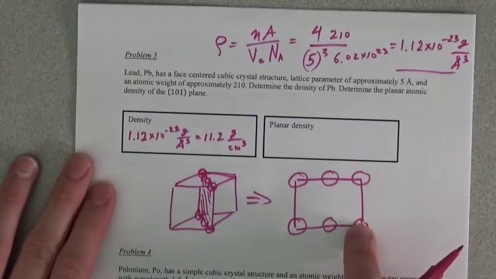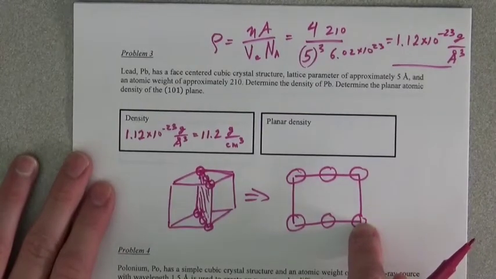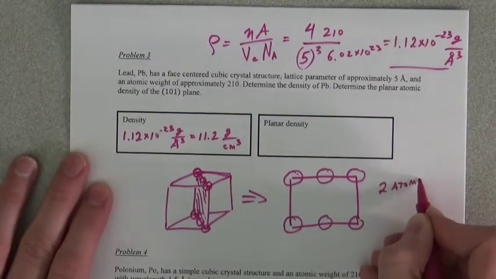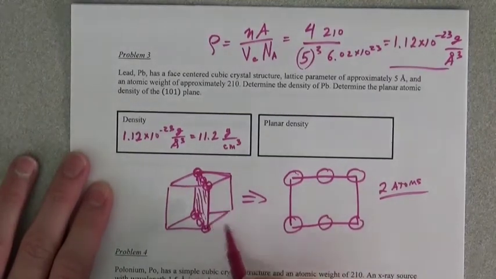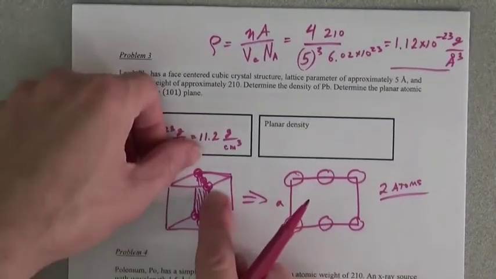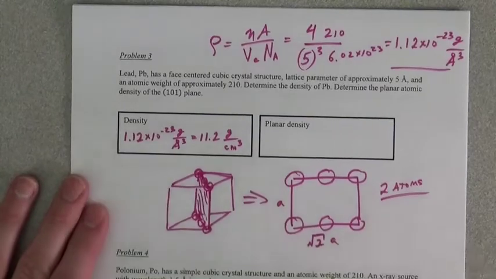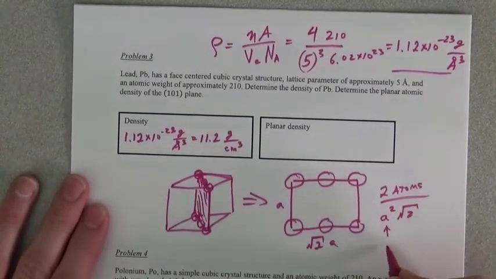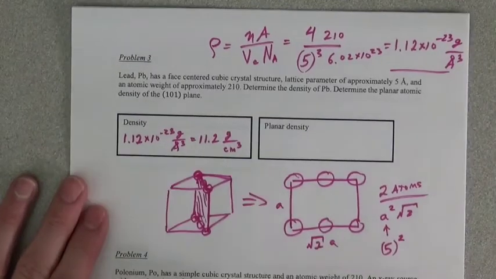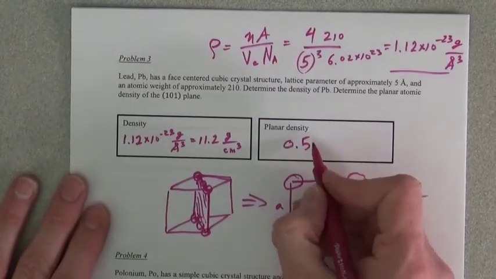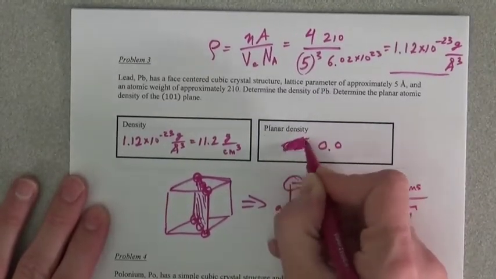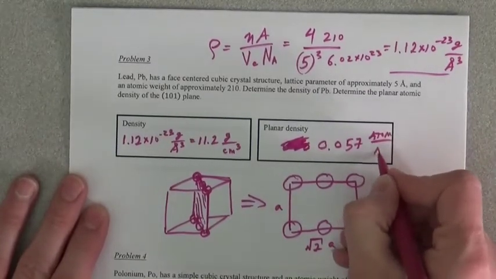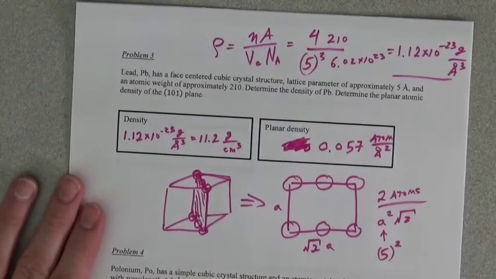So we have 4 atoms shared by 4, so that's going to give us 1 atom from the corner, and then 1 atom, because we have 2 atoms in the halves, so we get 2 atoms per, and this length is still A. This length going across the center of the face we know is square root of 2 A. So that gives us A squared square root of 2, putting in 5 squared, we get 0.057 atom per square angstrom. And that's kind of a reasonable unit to use.